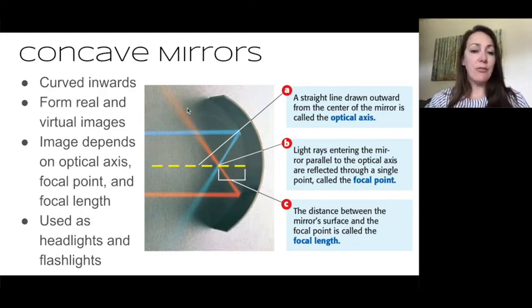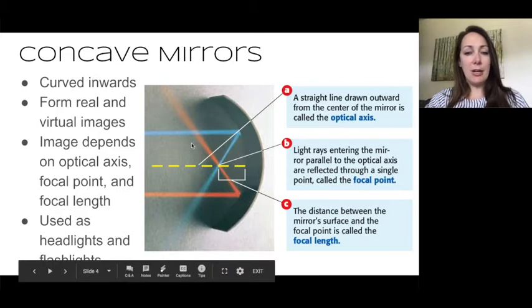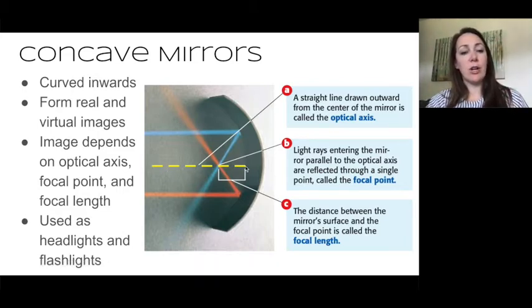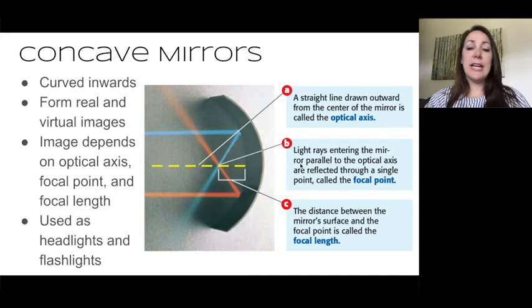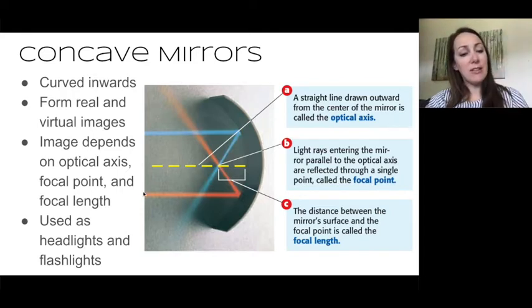So looking more carefully at this diagram here, let's look at this yellow dotted line. A straight line drawn outward from the center of the mirror is called the optical axis. So this right here is our optical axis. This right here is called the focal point. This is where light rays entering the mirror parallel to the optical axis, so that means they're coming straight in, are reflected through a single point called the focal point.